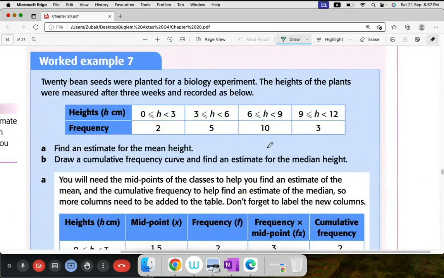Another example: 20 bean seeds were planted for a biology experiment. The heights of the plants were measured after 3 weeks and recorded as below. Find an estimate for the mean height. This is just the mean. Can you do that? Yes. While you do, just speak out first.